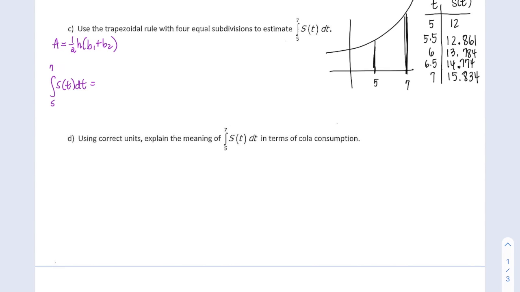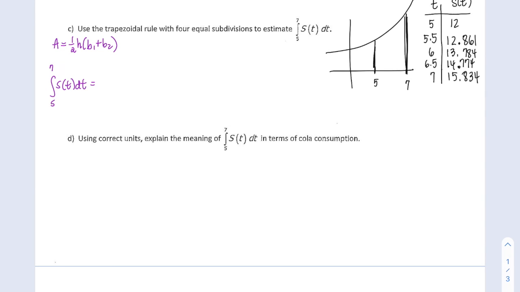Our next question, C, is asking us to use the trapezoidal rule to find an approximation for the definite integral from 5 to 7 of S of t dt using 4 equal subdivisions. So I drew a quick sketch here. I also did a little work from my table of values on my calculator just to save me some time in the video. So what we're trying to do is take this region from 5 to 7 and approximate the area under the curve, basing it on the area of a trapezoid. So 1/2 height times base 1 plus base 2.